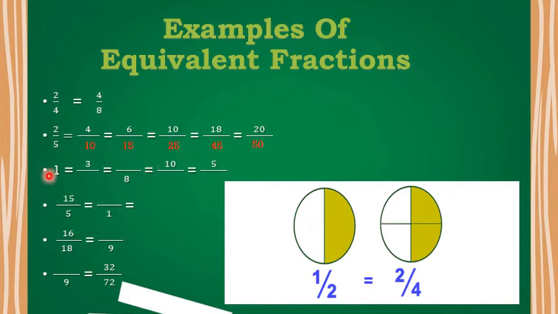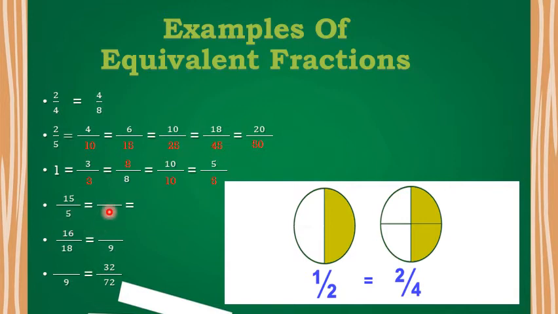Another one. 1 equals 3 over what? Do you remember the 1? When I divide two equal numbers, the result will be 1, as 1 equals 2 divided by 2, 3 divided by 3, and so on. So 1 will be 3 over 3, or 8 over 8, or 10 over 10, or 5 over 5, and so on.